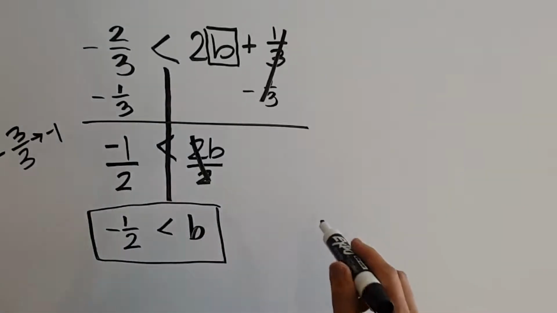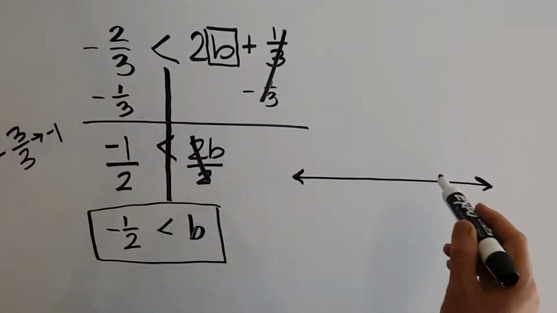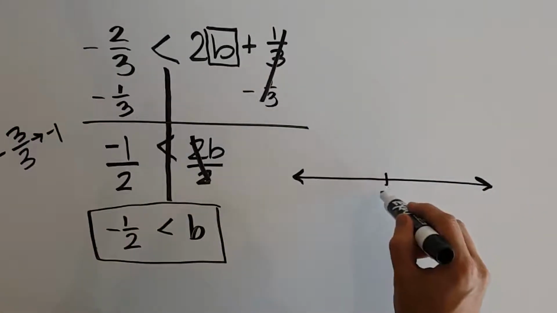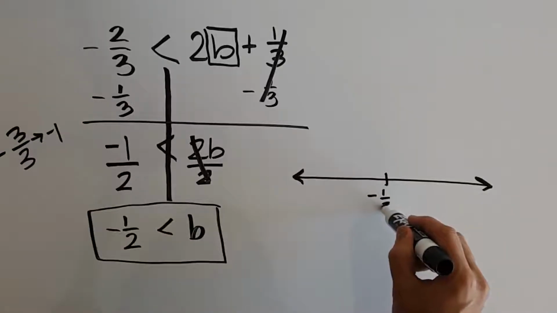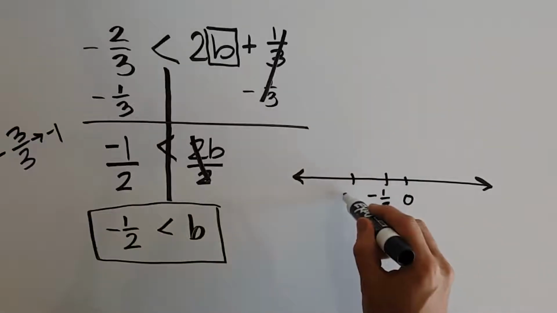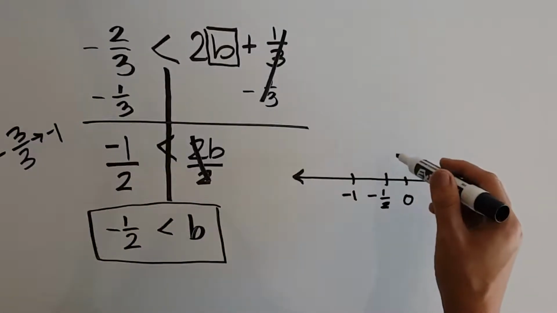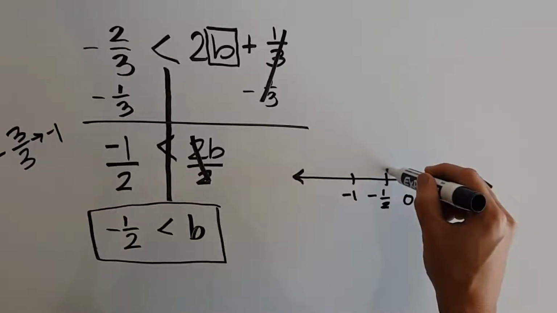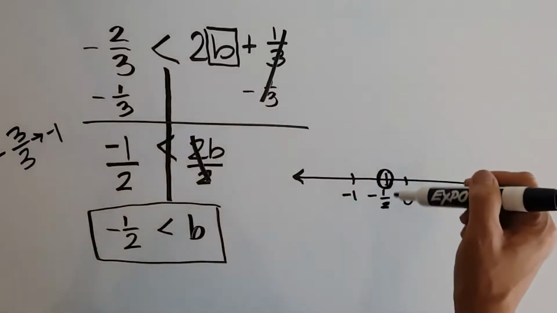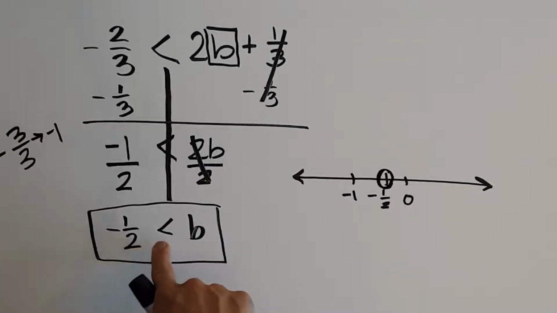If we wanted to graph this, negative 1/2 is what we're comparing to, so I'm going to go ahead and put that right here. If we want to give some other tick marks, this would be 0 and negative 1. So first of all, from our last video, we showed you how to graph. So we're going to put an open circle on negative 1/2 because our solution doesn't actually include negative 1/2. It doesn't have an equals to underneath our inequality symbol.